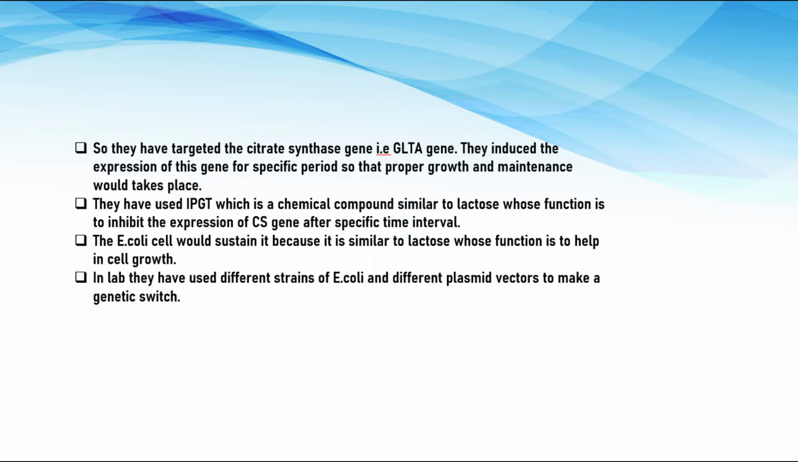For doing this, they used IPTG, which is a compound similar to lactose, whose function is to inhibit the expression of the citrate synthase gene. The E. coli would sustain this IPTG because it is mimicking the lactose, which helps in cell growth and maintenance. Now in the lab, they use different strains of E. coli and different plasmid vectors to get their desired result. Now I am handing over this research paper to Gargi. She will explain the materials and methods used by them.